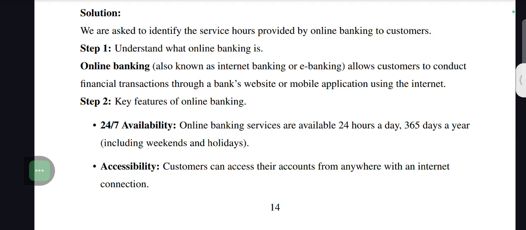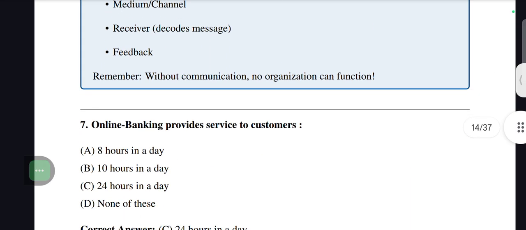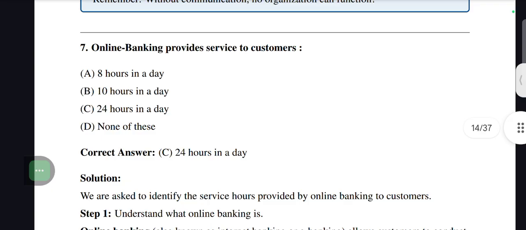You do use PhonePe, Google Pay, many online applications to make transactions. You pay at night, midnight, early morning, it will be open. There will be no restriction, so therefore it will be open 24 hours in a day. So therefore option C is the correct answer. Okay, this is a basic general question.